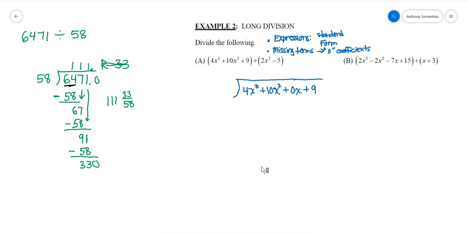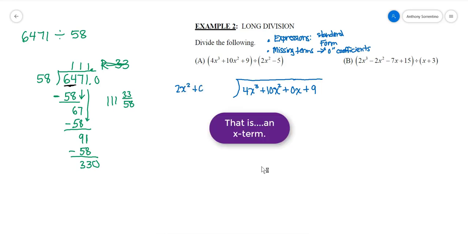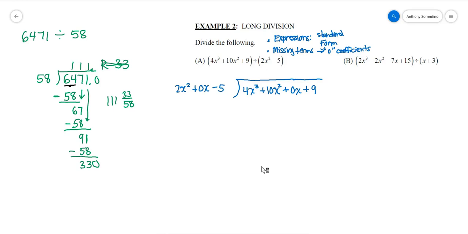We need this as a placeholder because the positions of the x cubed, x squared, x, and constant term are kind of describing that they're taking the places of the place value of the numbers. So if I don't have any x term, I need to signify that with a 0. It works the same way with the number out here. Out here I have 2x squared. I don't have an x term, but I have a minus 5. So I write it the same way, and if there are any missing terms, I put 0 coefficients in their place.